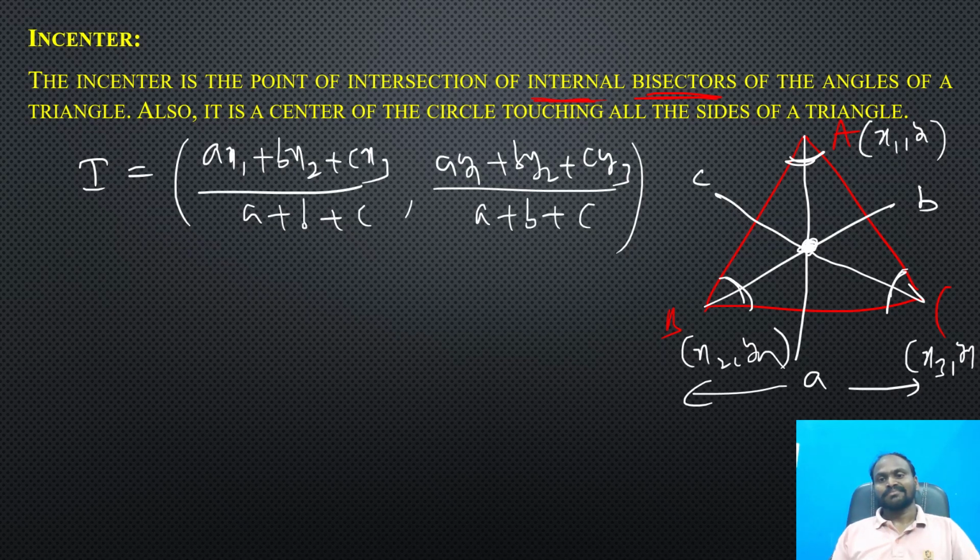And of course, the incenter, if you draw the circle with the radius from the incenter capital I to the side, that distance is always the same. So here I to this side, I to this side, and I to this side is always the same. That is also called the inradius, right?